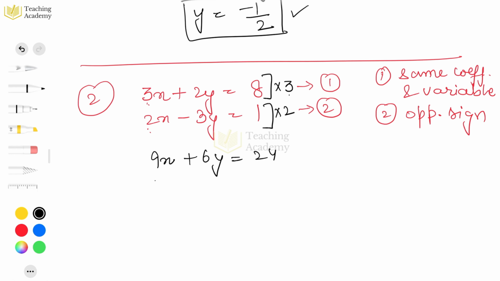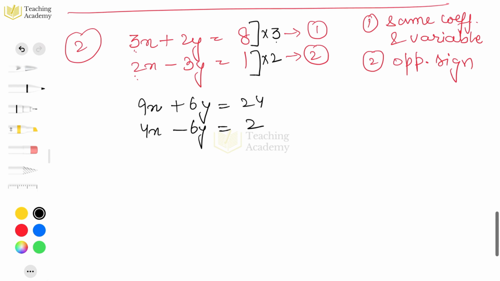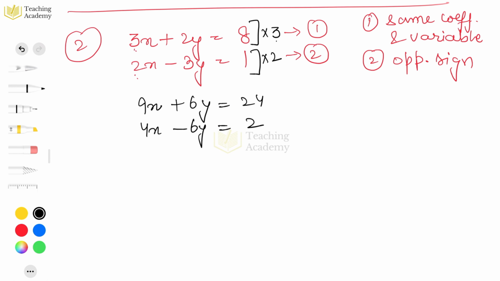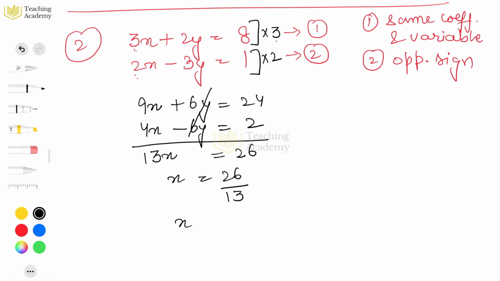Second equation is going to give you 4x minus 6y equals 2, right? Now you can check that your equation actually transforms. Now you can easily see that if you add, these are going to cancel out. So your final solution for this is going to be 13x is equal to 26. So x is coming out to be 26 divided by 13, which is going to give you a 2, right?